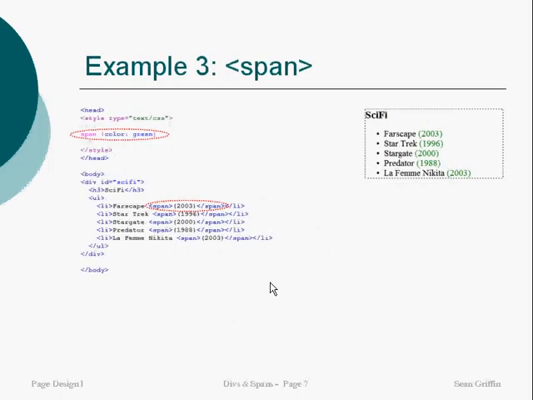Here's an example of how you might use a span, just to get started. Look down here where I've circled span around the word 2003 in parentheses. And then look at the example on the right to make the connection. See how all of the years are styled in green? 2003, 1996, 2000, 1988, and 2003. They're all green. That's because we wrapped a span around each one of them in the code. In other words, we created a generic container around all of the years.